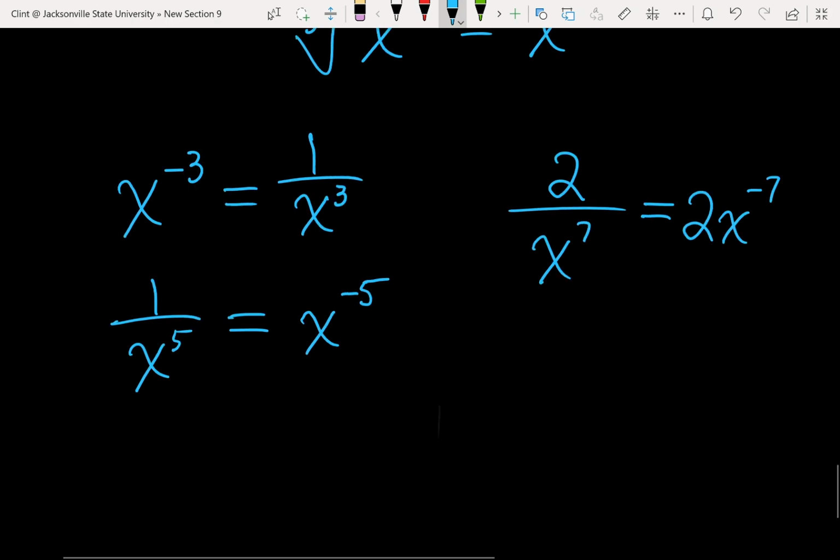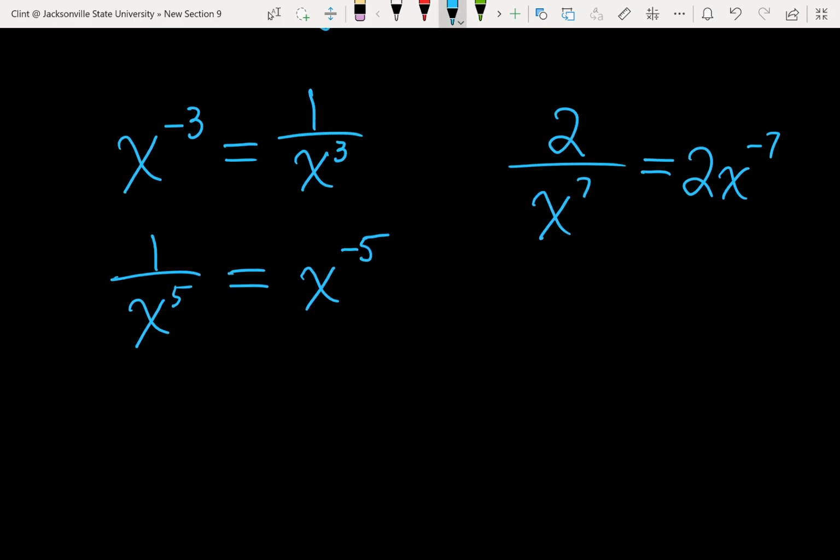Just be a little careful. Sometimes x is in the denominator, like if we had 1 over x to the 5th, it's the exponent that changes sign. The base does not. It changes the sign of the exponent. Careful with that.